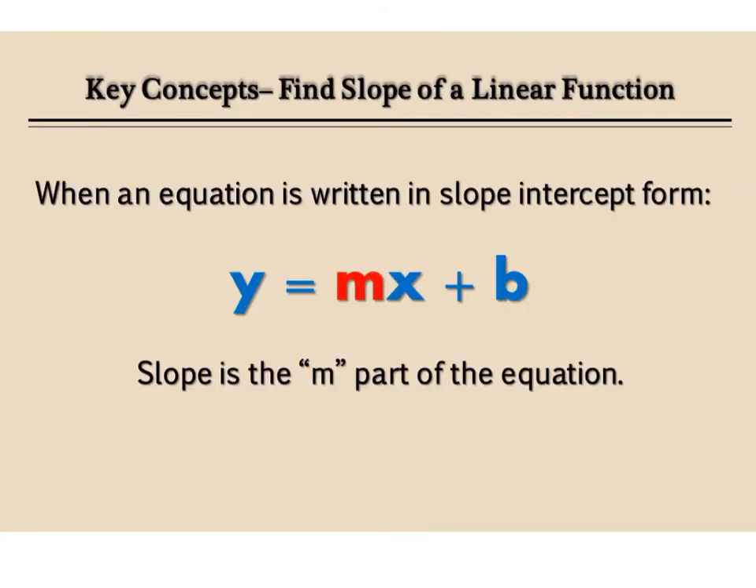Also, when an equation is written in slope-intercept form, which is y equals mx plus b, slope is the m part of the equation. The number sitting directly in front of the x is your slope, whether it's positive or negative.